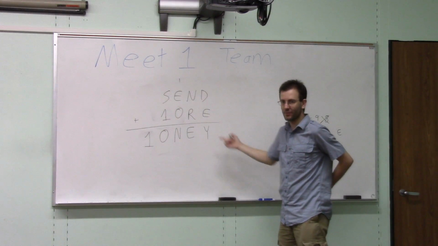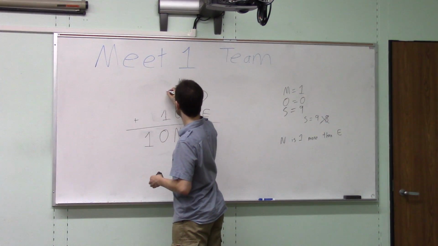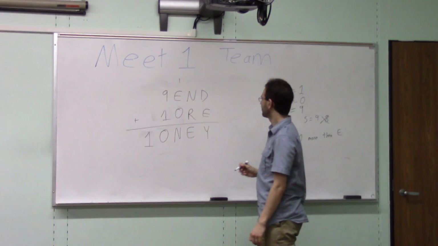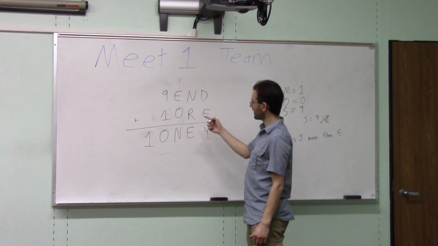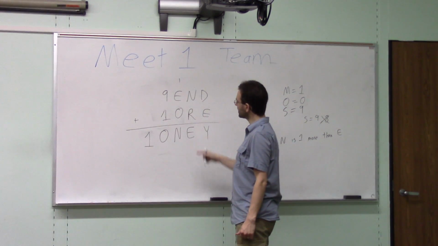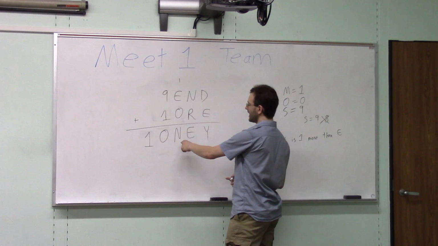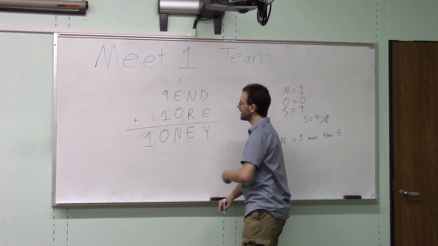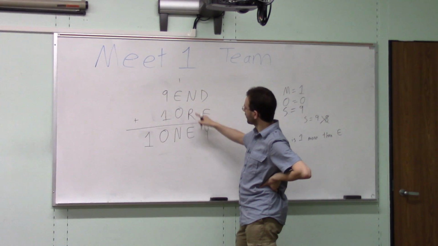That means N, E, and Y can't be 9. Great. Alright, so now we have to figure out if stuff was carried. Is N plus R E, or did we have to carry 1? Well, considering that N is 1 more than E, N is 1 more than E.